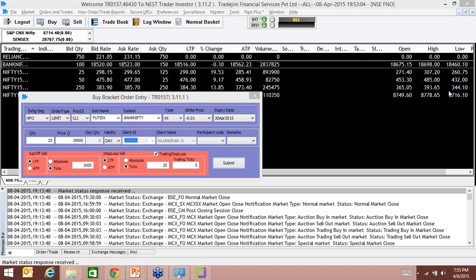He asks, can I have a fully automatic trading terminal from TradeGenie? As of now, we are not giving any dealing terminal. Only retail traders are allowed to do semi-automatic trading.